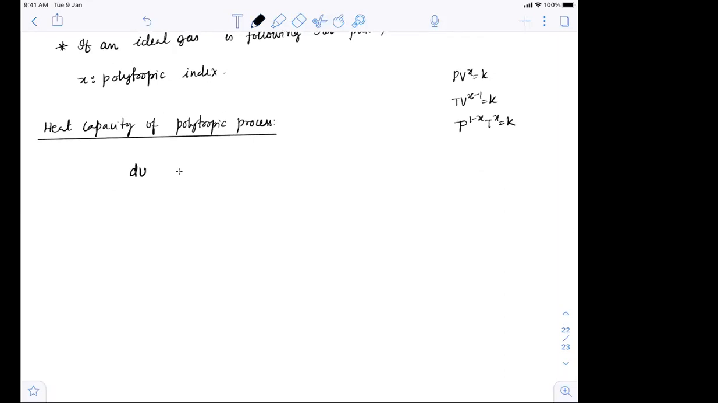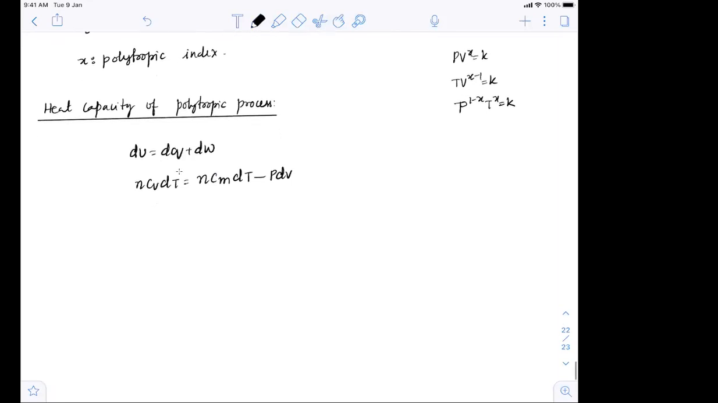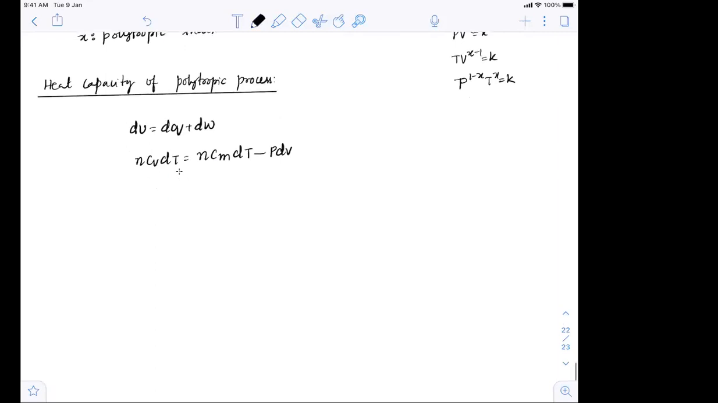We know that dU is equal to dq plus dw. dU I can write as nCv dT, and dq I can write as some nCm dT, Cm being the unknown heat capacity, because we don't know whether this heat is at constant pressure, constant volume, constant temperature, or in an adiabatic process. Then it is minus P dV. This is how it would be. Now, check what we can do.